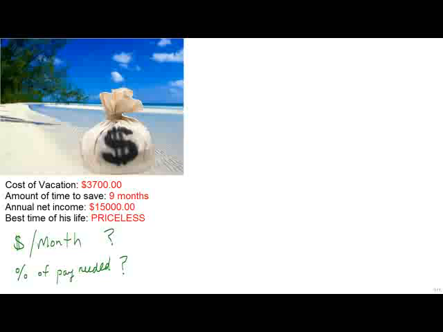So to determine the amount of money he has to save each month, it's pretty simple math concept here. We have the total cost of the vacation we have here is $3,700, and we just divide that by the time we need to save, which is 9 months, and that's going to equal $411.11 per month that we need to save to go on this vacation.